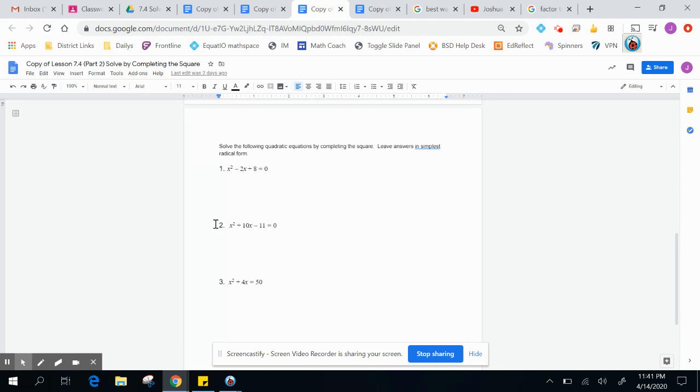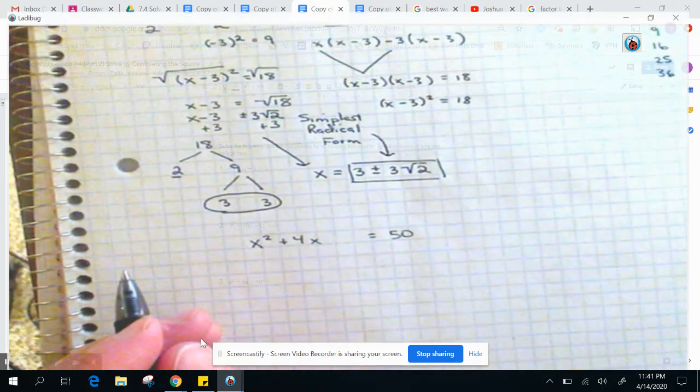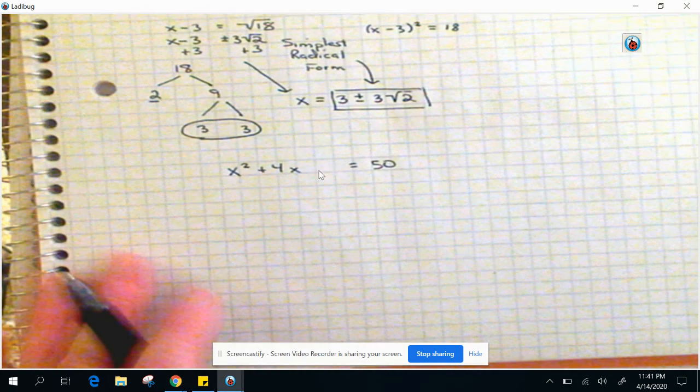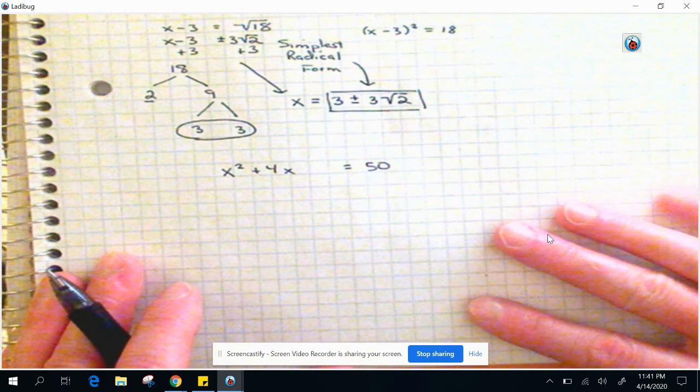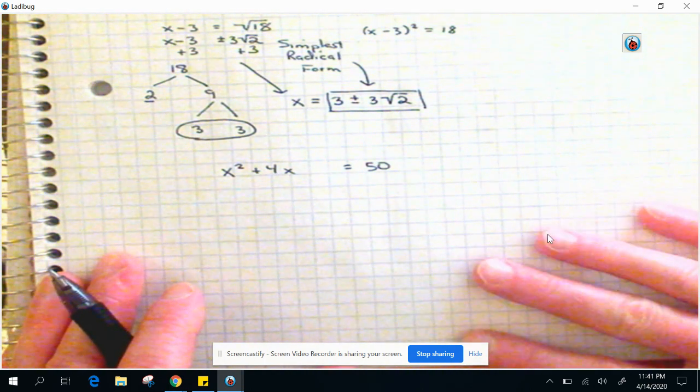Okay. All right, so number 2 says... In fact, I'm going to jump down to 3 because it's going to allow us to practice this factor tree. So this is x squared plus 4x equals 50. Okay, so let me jump back over here to my notebook paper. All right, so this is the next example I'm going to do for you. And I'm probably going to stop here so as to keep this video short for you all.